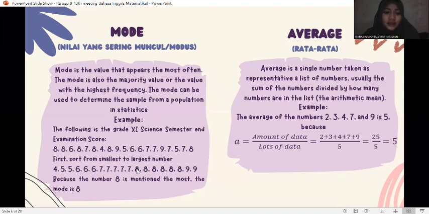4 appears 1 time, 5 appears 2 times, 6 appears 3 times, 7 appears 5 times, 8 appears 6 times, and 9 appears 2 times. So the number 8 is mentioned the most. So the mode is 8.